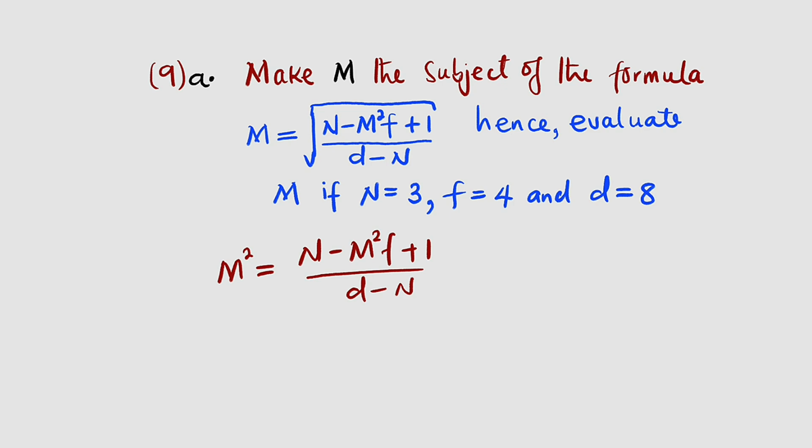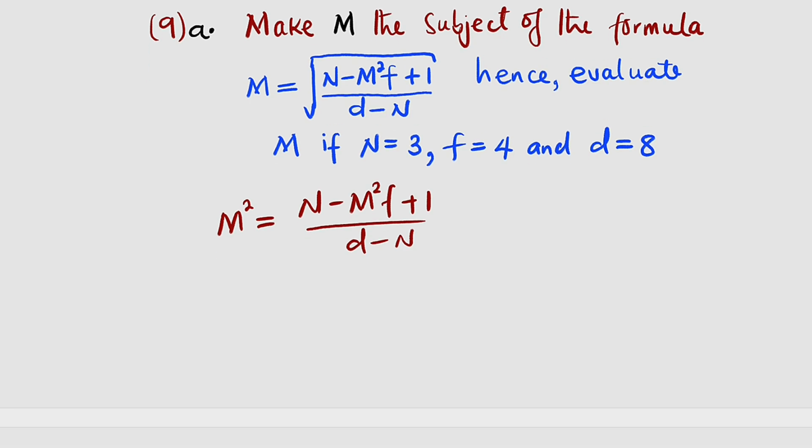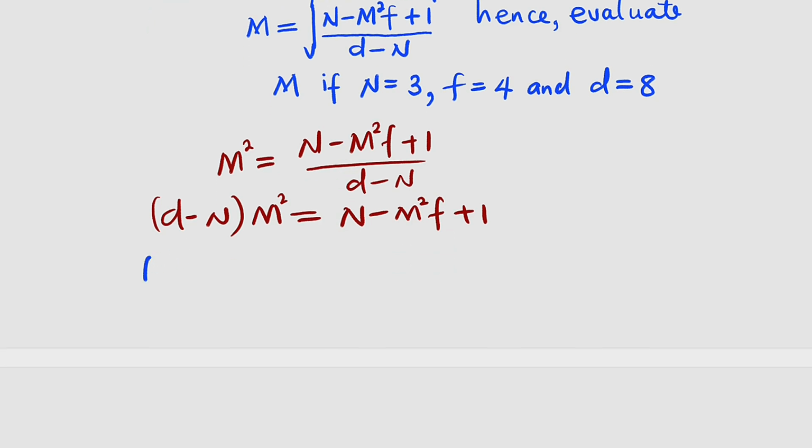Let's multiply both sides by d minus n to clear the fractions. So we have d minus n multiplied by m squared, equal to n minus m squared f plus 1. Now let us add m squared f to both sides. So we add it to the left hand side. We still have d minus n multiplied by m squared, then we add m squared f. On the right hand side we have n plus 1.